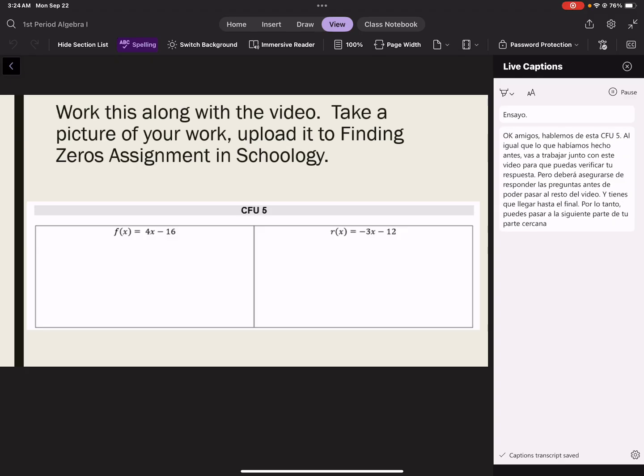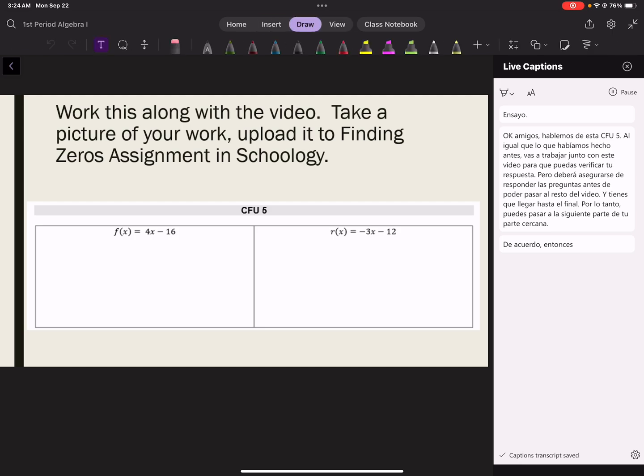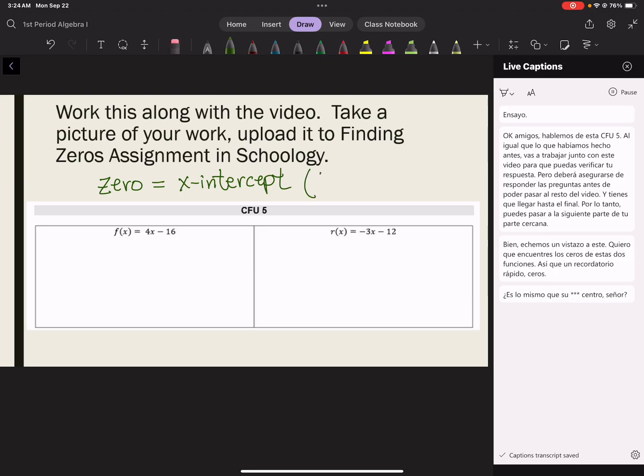Okay, so let's take a look at this one. I want you to find the zeros of these two functions. So a quick reminder, zeros is the same thing as your x-intercept. And remember that your x-intercept means that your y is equal to 0. Because the graph and the x are talking, they don't want y in that conversation, right? So let's take a look.